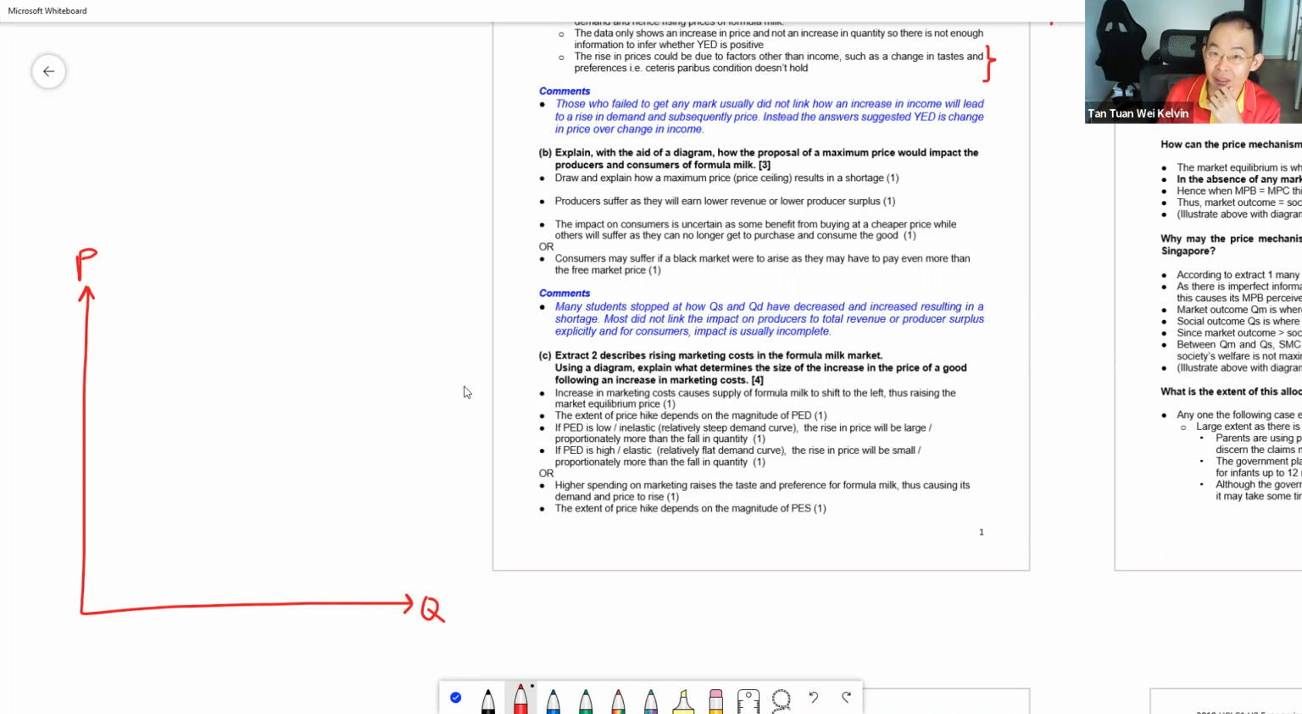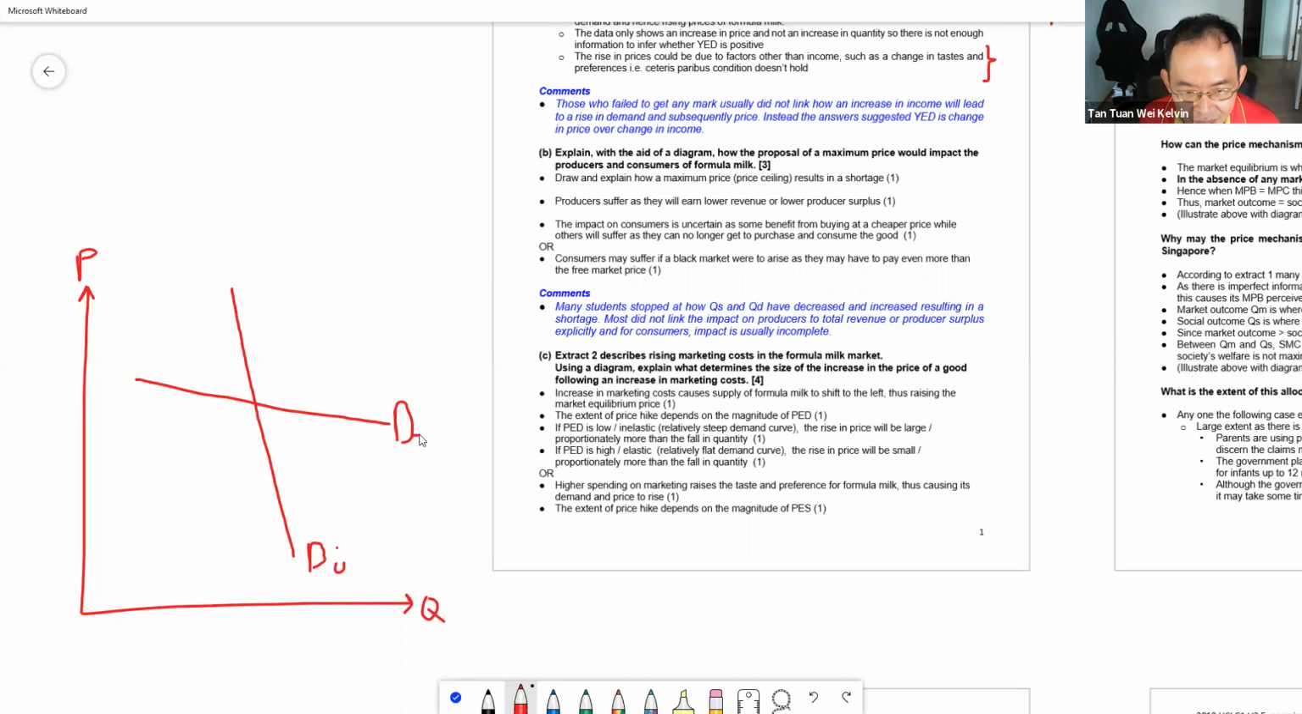So the key is that you know part C is trying to ask you about the PED, right? You know that when there's a rise in marketing cost, supply always shifts to the left. So you know that if the demand is inelastic, the price increase should be more than the quantity fall. That means the quantity falls by less than proportionate. So the easiest graph for students to draw is the one where there are 2 demand curves. Okay, let me draw using a mouse.